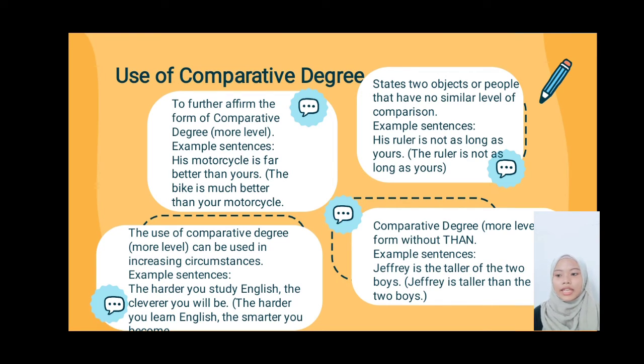And the second use of the comparative degree is to state that an object or people have no similar level of comparison. Example sentence: his ruler is not as long as yours. The ruler is not as long as yours.